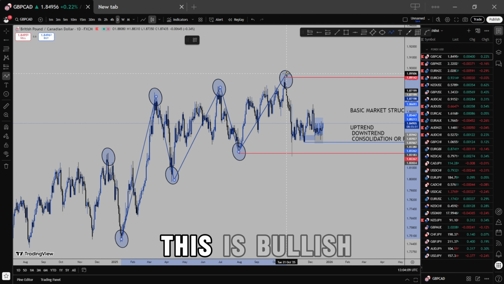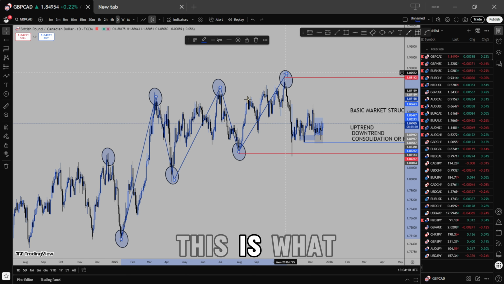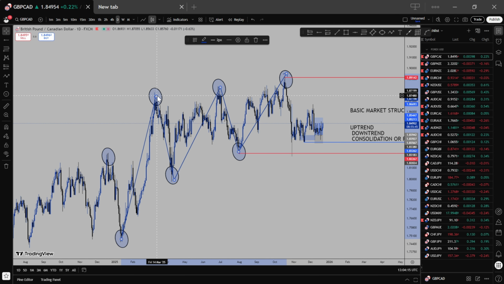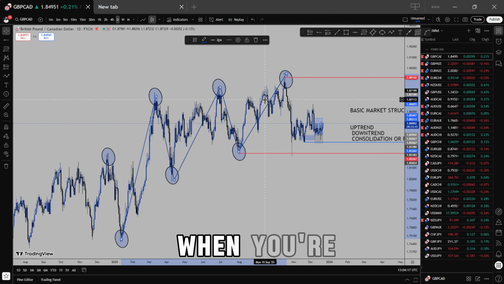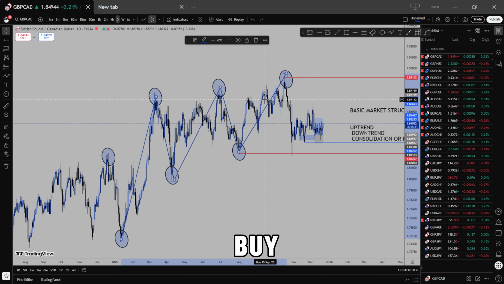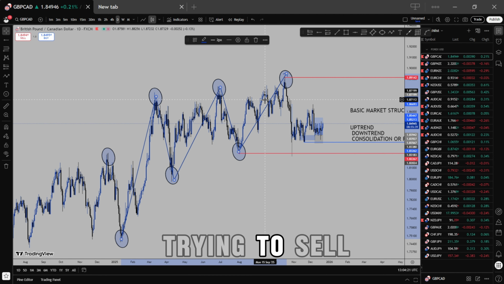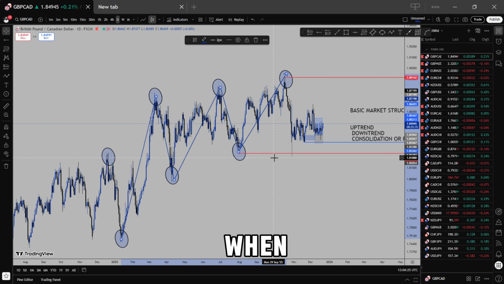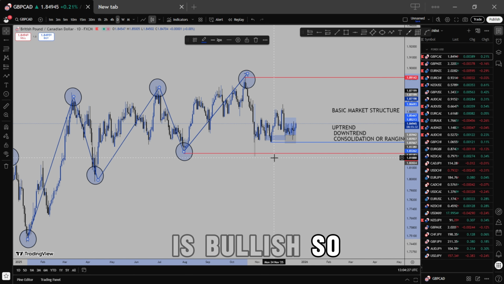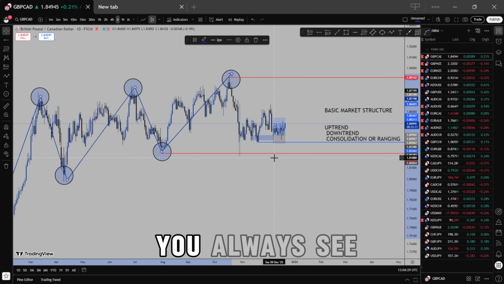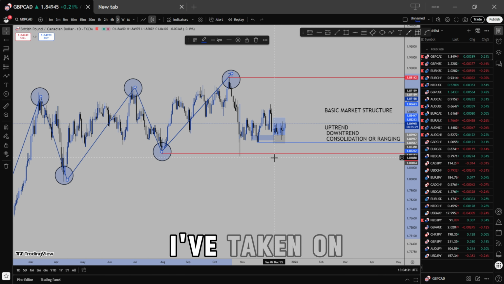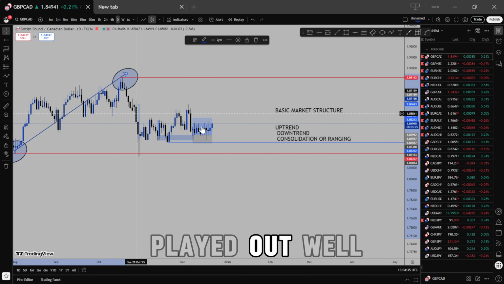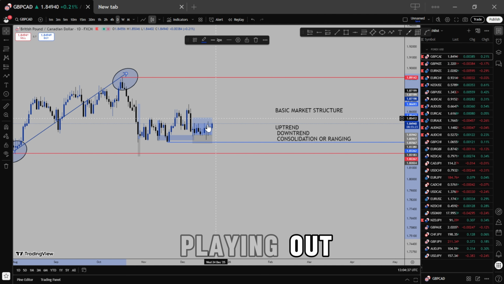So as you can see, this is bullish, guys. This is an example of a bullish trend. And then your common sense will tell you when you're in a bullish market, you're meant to buy. I don't see why you should be trying to sell when the structure is bullish. So the trend is your friend, like they always say. As you can see, the 3 trades I've taken on this pair are buys, and so far so good. They are playing out well. This last one is still playing out.